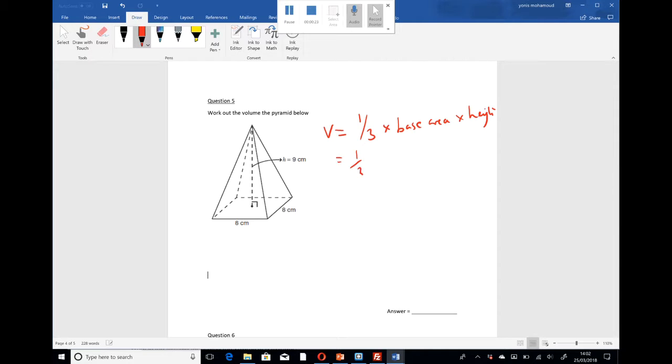So 1/3 times the base area, which is this square, 8 times 8, which is 64, times the height of 9. The first thing I'm going to do is 1/3 times 9, which is quite simple to do. You just do 9 divided by 3, which is 3, times that by 64, and that should give me, 3 times 4 is 12, carry the 1, 19, so 192 centimeters cubed.